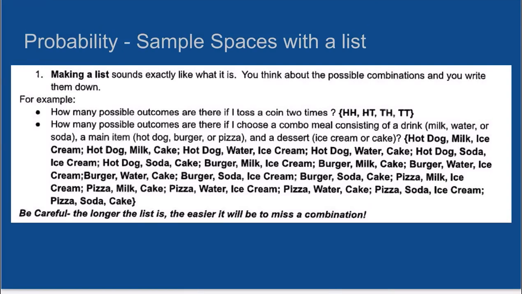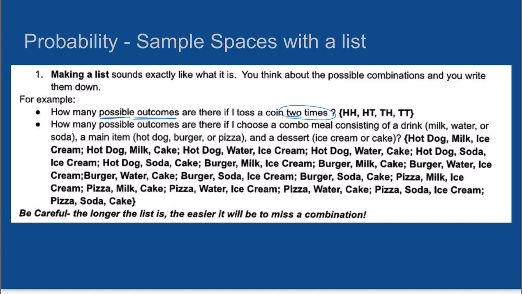Making a list is exactly what it sounds like. You just think in your head about all the possible combinations and you write them down. For example, if our question is how many possible outcomes are there if I toss a coin 2 times? Well, how many sides does a coin have? It has 2 sides, right?